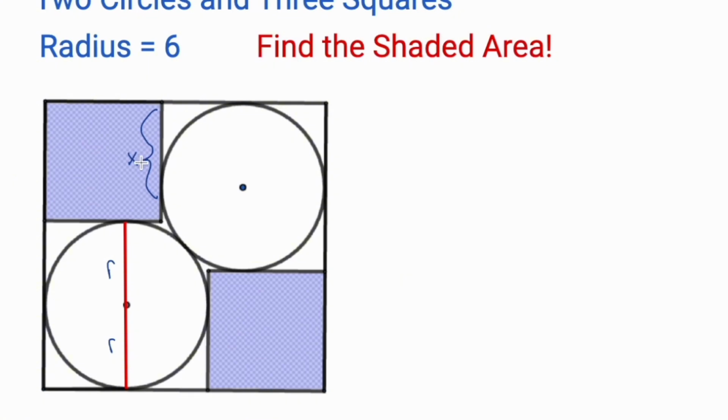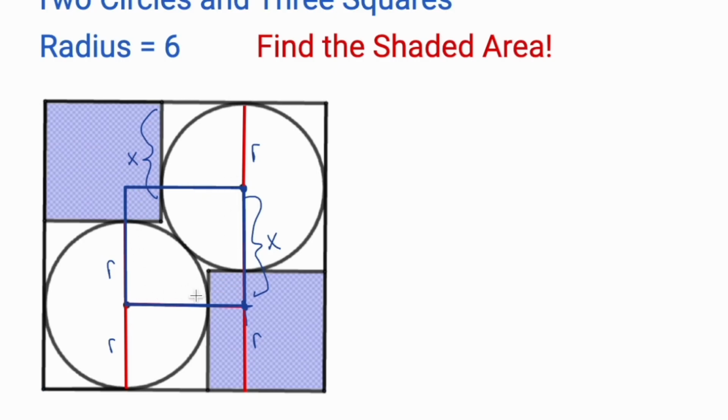Let's put some other lines in here. I added a couple more lines. I created a square in the middle. So if that's x, then this side of the square has to also be x. And in case you didn't know this, all three of these squares are going to be congruent to each other. I've got one more line I'm going to put in, and that's going to connect the two centers of the circles.